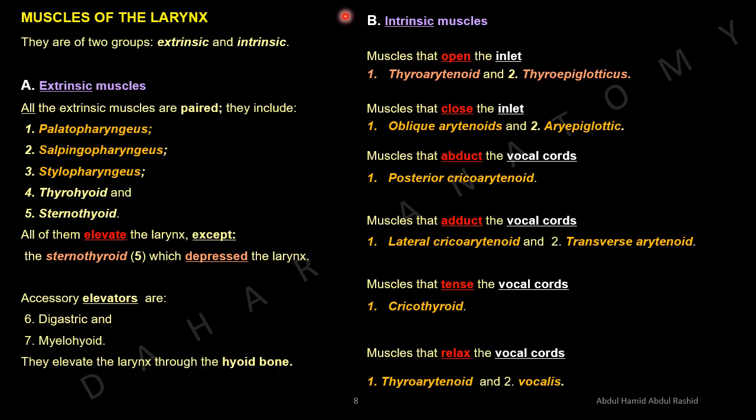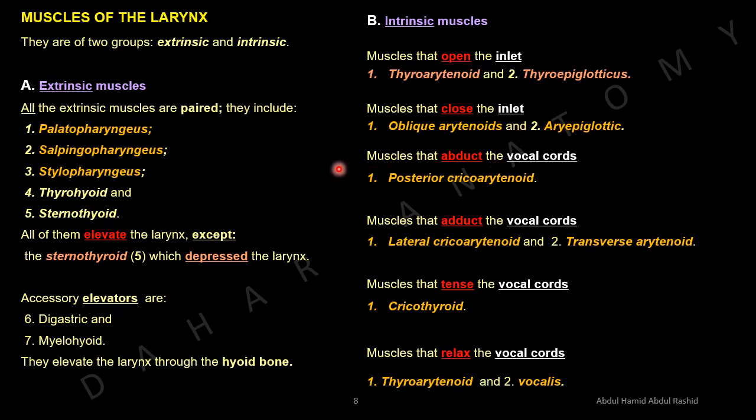Group B, intrinsic muscles of the larynx. Muscles that open the inlet: 1. Thyroarytenoid and 2. Thyroepiglotticus muscles. Muscles that close the inlet: 1. Oblique arytenoids and 2. Aryepiglottic muscles.